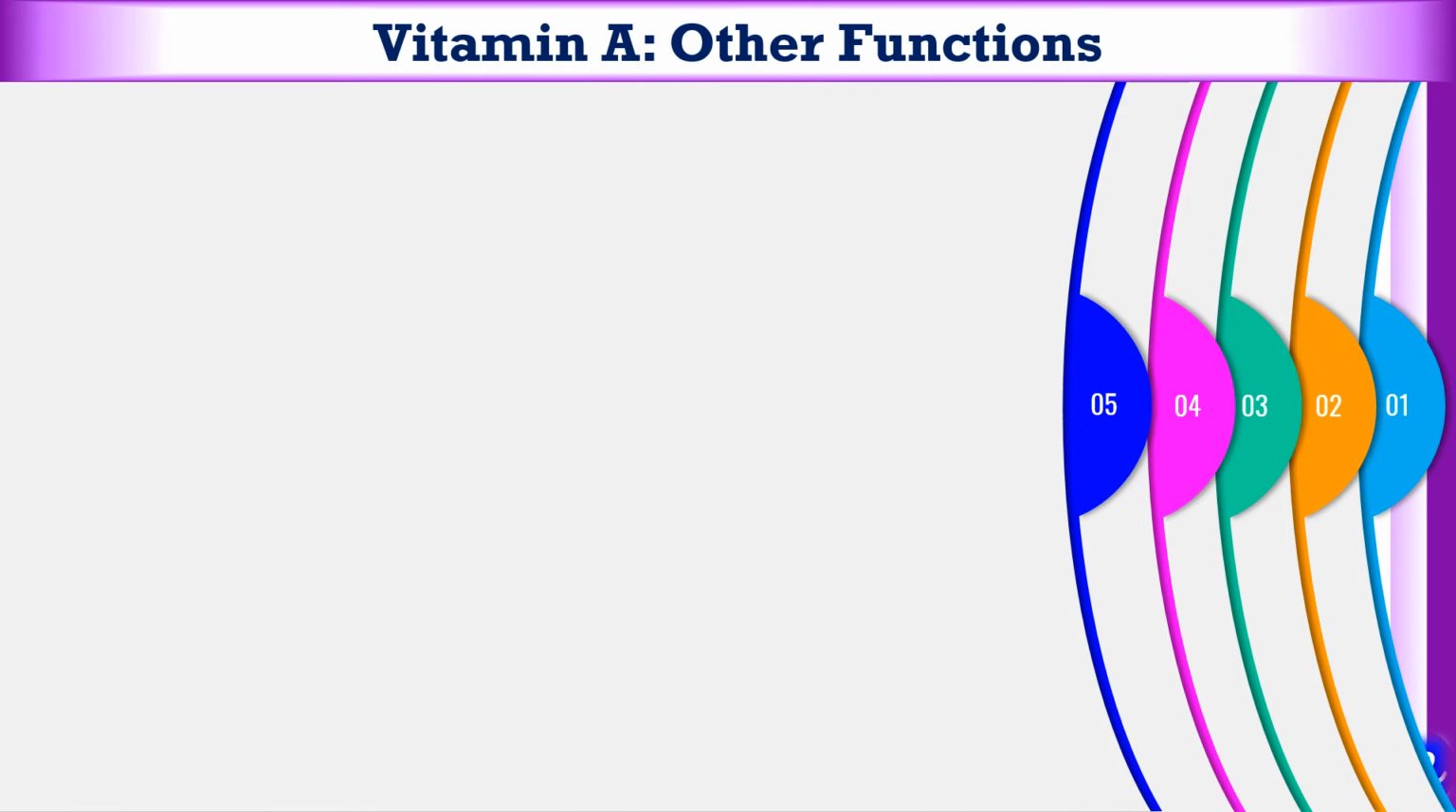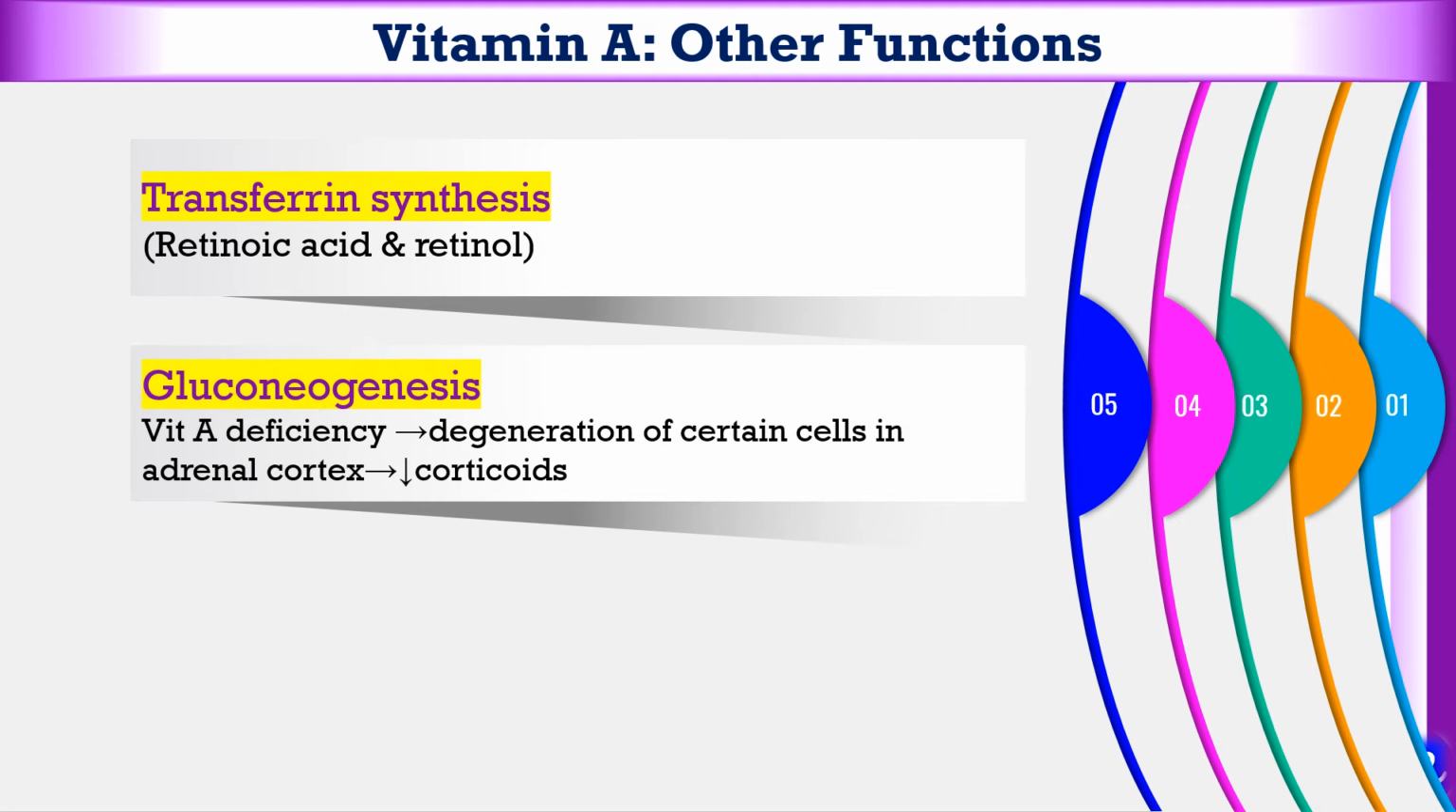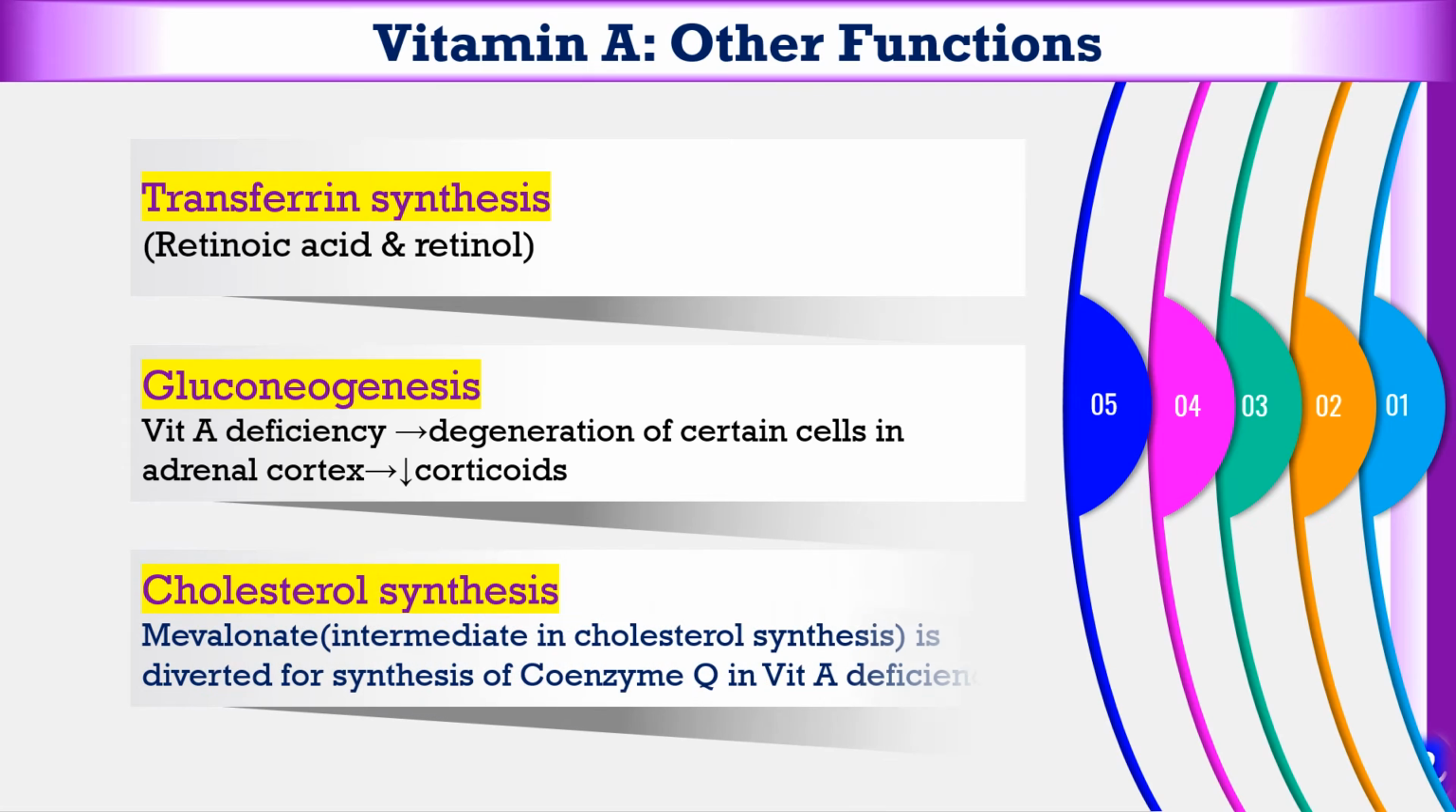Various other functions are performed by vitamin A. For example, vitamin A, retinoic acid and retinol are required for transferrin synthesis, which is an iron transport protein. It is also required for gluconeogenesis because corticoids, which are secreted by the adrenal cortex, are essential for gluconeogenesis. And in case of vitamin A deficiency, there is degeneration of certain cells in the adrenal cortex and the levels of corticoids are reduced, so it affects gluconeogenesis.